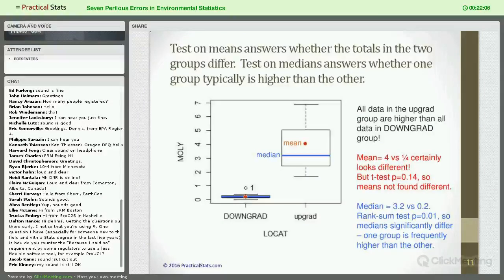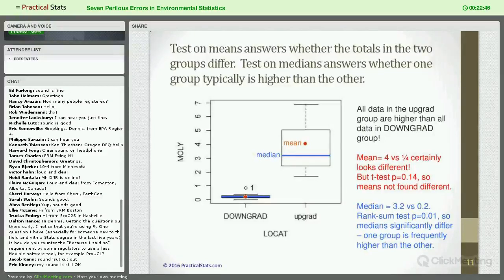So here's an example. Two sets of data. One is down gradient and one is up gradient. They're down gradient and up gradient of some remediation. And we've got concentrations. They happen to be molybdenum concentrations. And so we'd like to know, perhaps, is one group higher than the other? And you might suspect that the up gradient is higher than the down gradient before you ever looked at this, because the whole purpose of this was to try to decrease those concentrations with some kind of remediation.